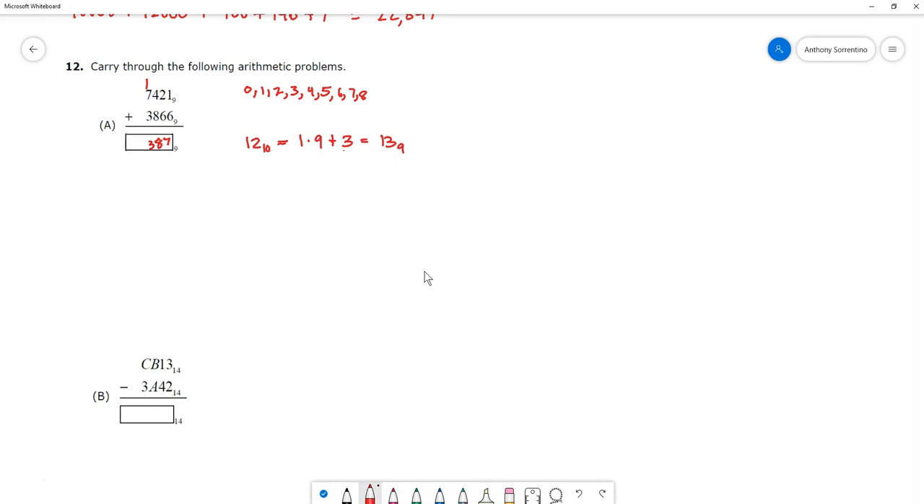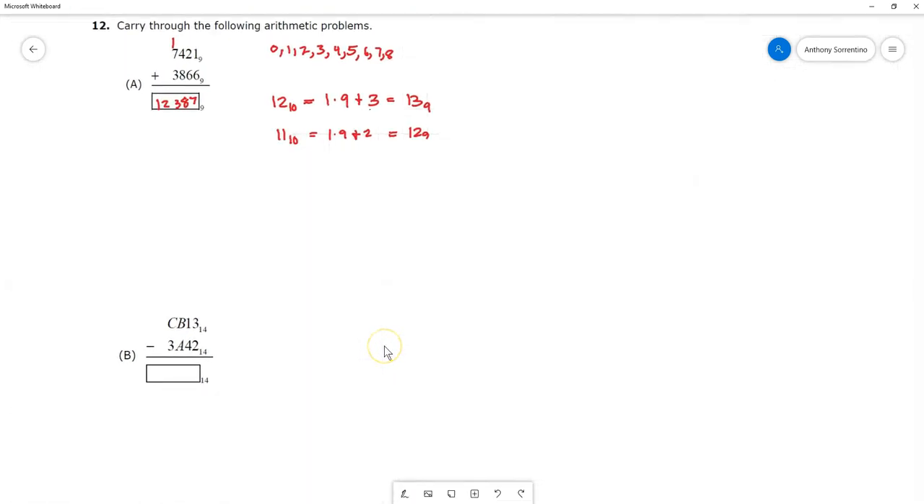So 1 plus 7 plus 3 would give me 11 base 10. Stands to reason you're going to have 1 times 9 plus 2, or just no, it's 1 less than this. It's going to be 12 base 9, so I'm going to have 12 here. And so that's going to be 12387 base 9.